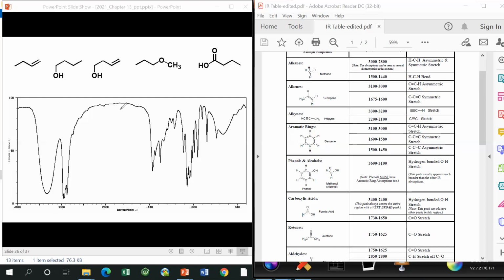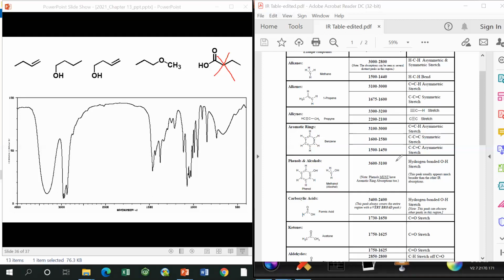So that means there's no carbonyl group, so it cannot be this one, because a carboxylic acid has a carbonyl group. Next, you look at the major peak in this IR spectrum. Clearly you see this beautiful, very symmetrical peak from maybe 3,000 to 3,600. That's a typical alcohol OH peak.